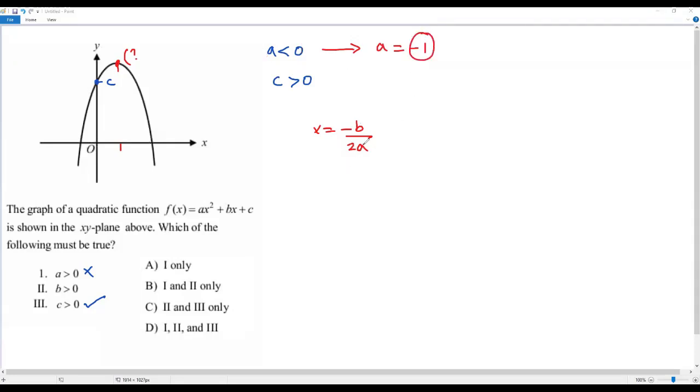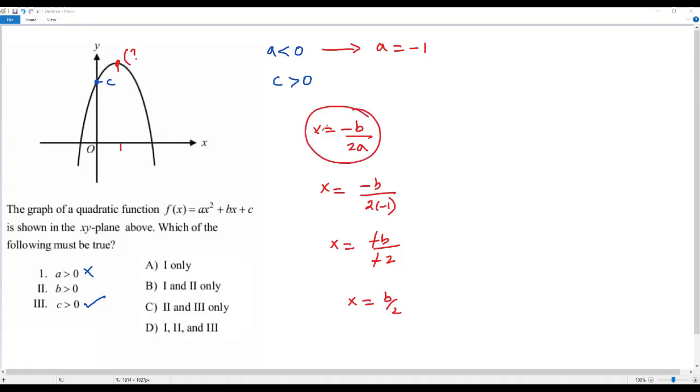Let me plug in this negative 1 for a over here. Then I'm getting x equals negative b divided by 2 times negative 1. Then 2 times negative 1 is negative 2, this negative will cancel out, and x equals b over 2. Actually, I said this is a formula to get the x-coordinate of the vertex of the parabola. So this x represents the x-coordinate of the vertex over here. According to the discussion we had earlier, the x-coordinate here must be positive. So this x has to be greater than 0. When this x is greater than 0, the value which is equal to x also must be greater than 0. That is, b over 2 must be greater than 0.